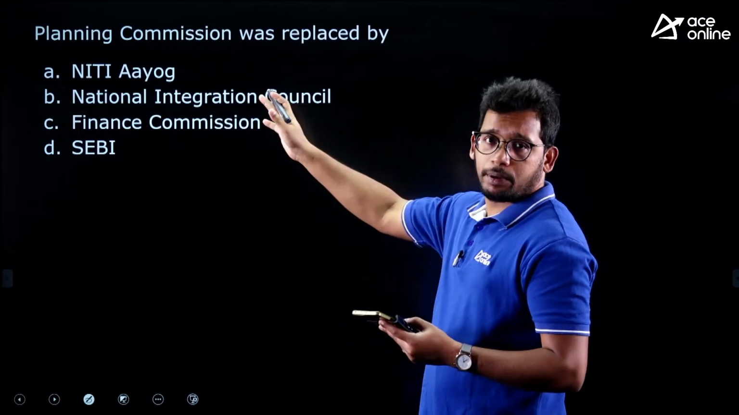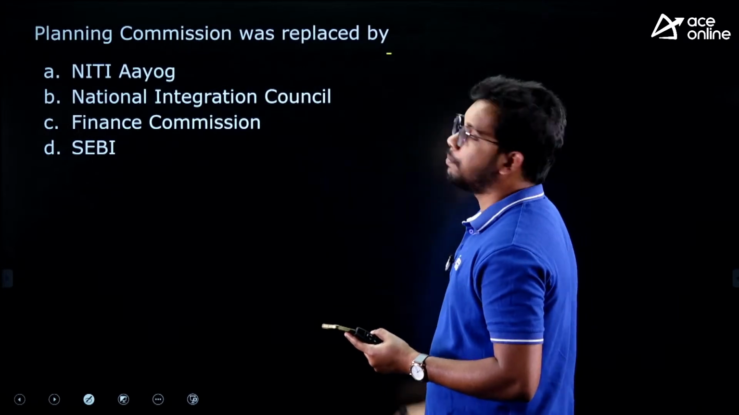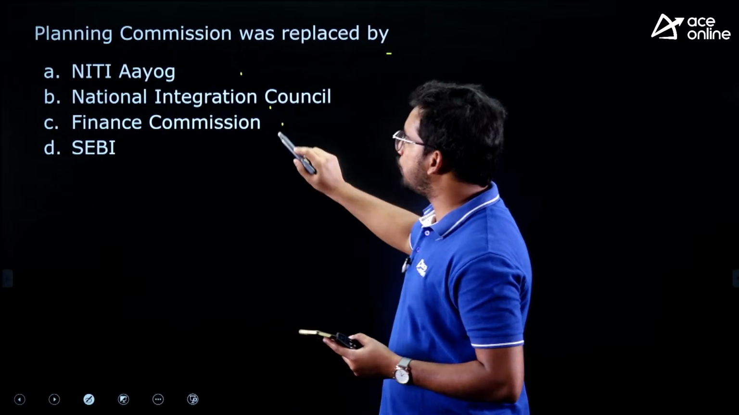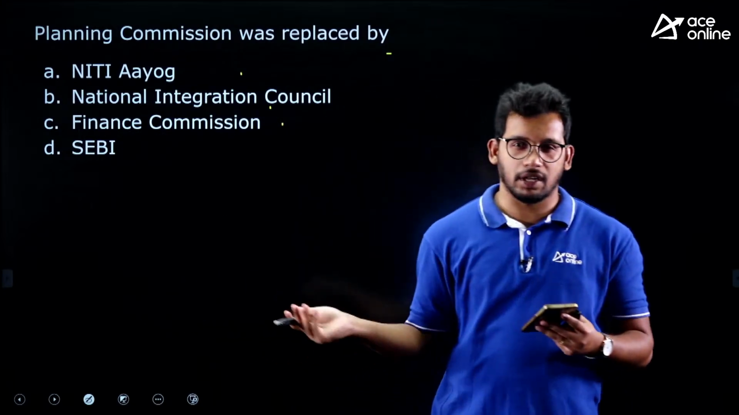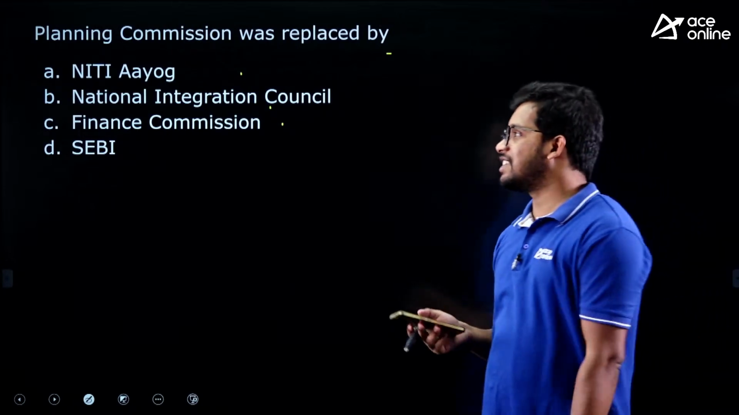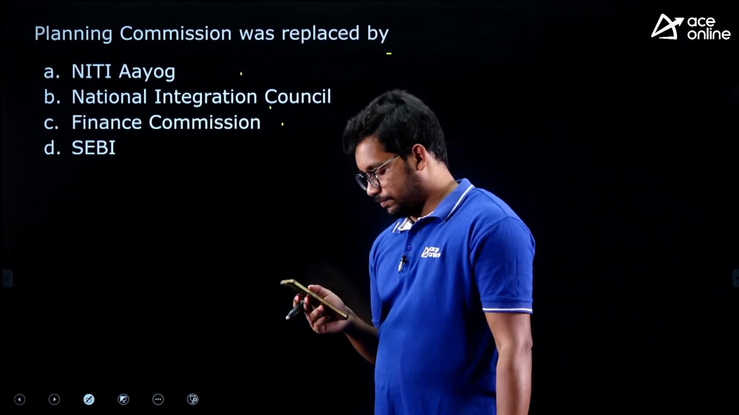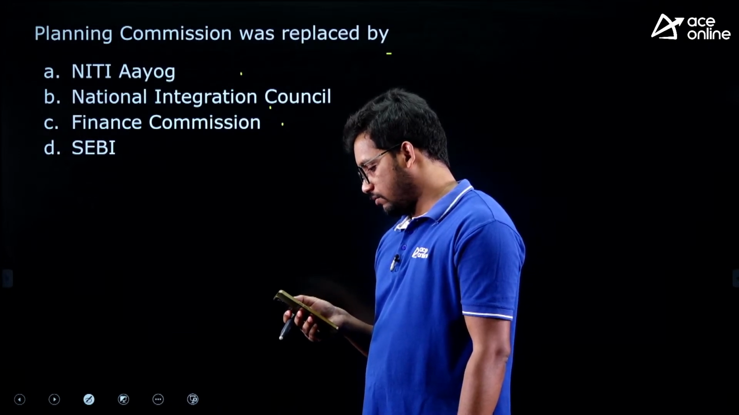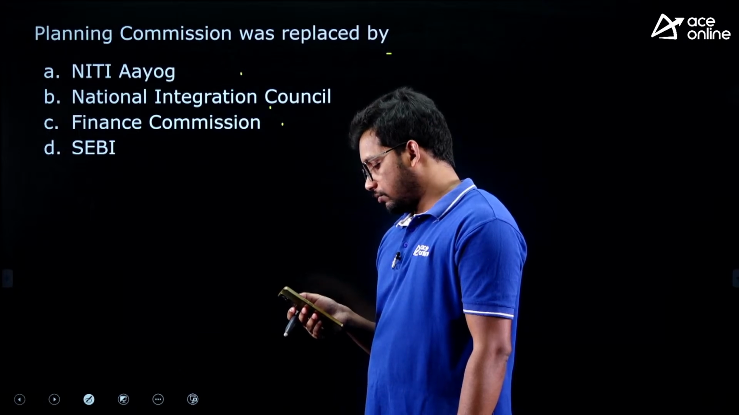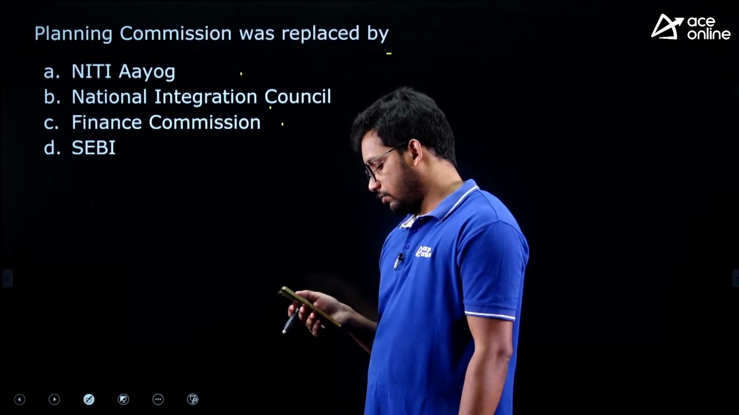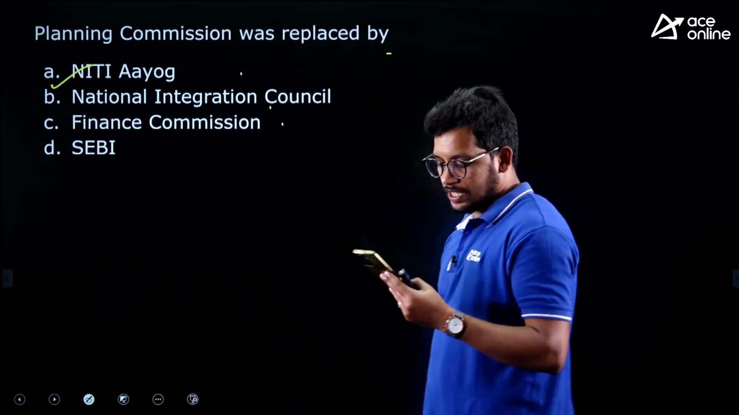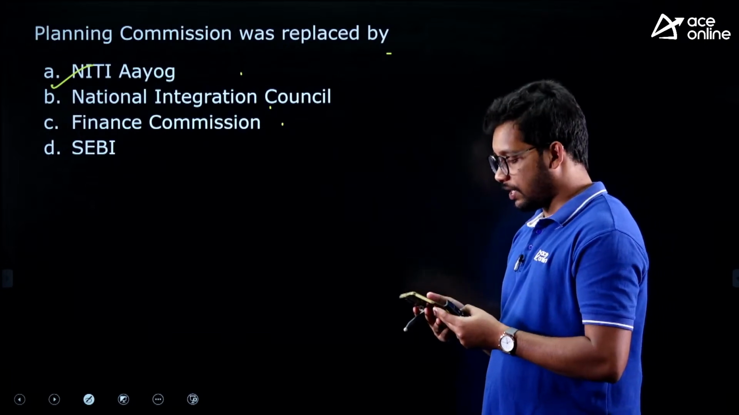The Planning Commission, which was implementing the 5-year plans, was replaced by: Niti Aayog, National Integration Council, Finance Commission, or SEBI. So at least please answer this question. A very simple one, isn't it? Just now we discussed. Yes, some of you have answered it correctly. It is nothing but Niti Aayog that has replaced the Planning Commission.